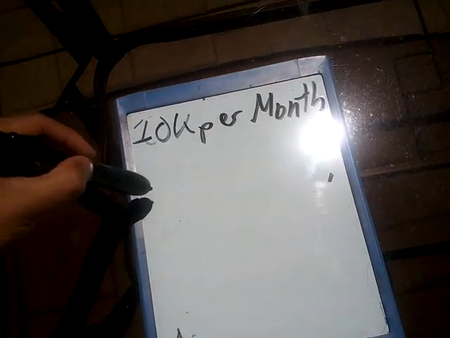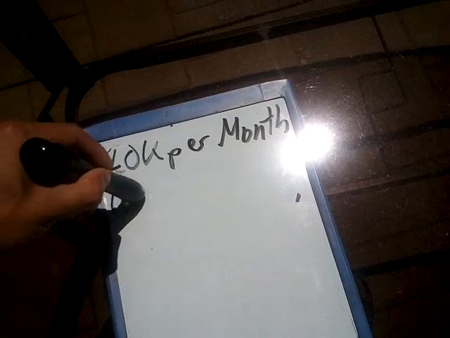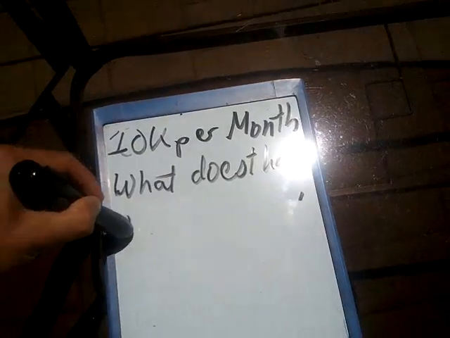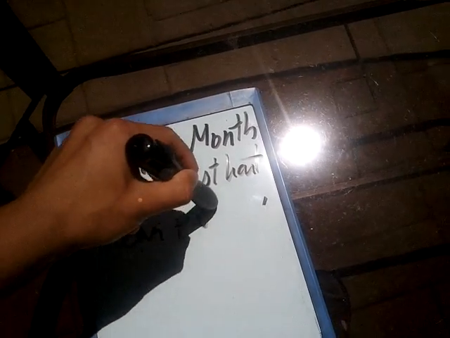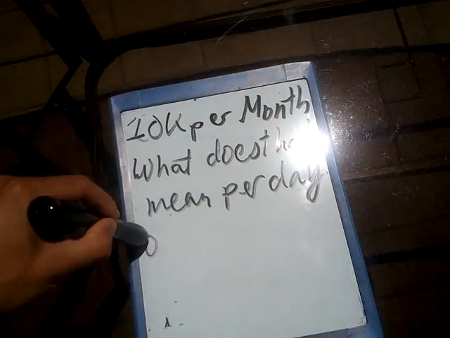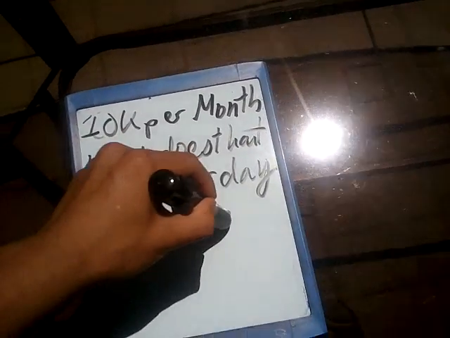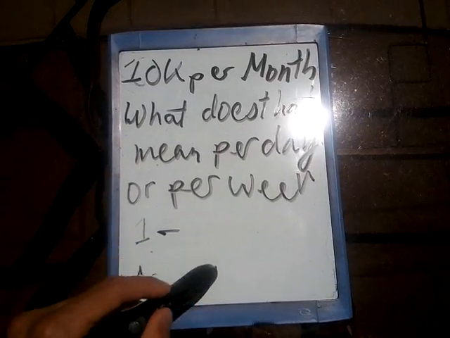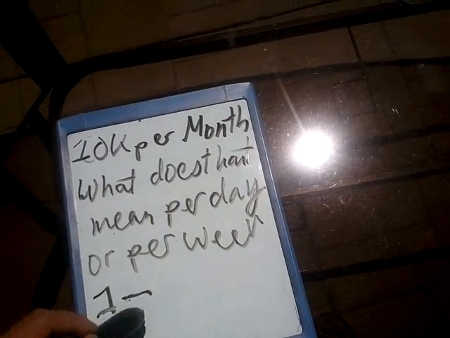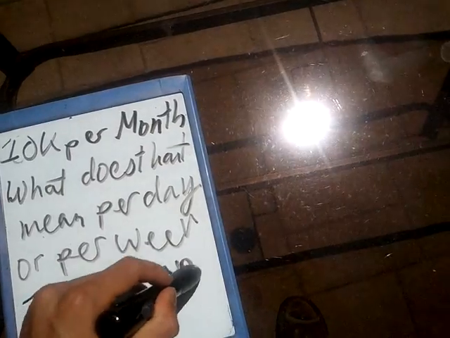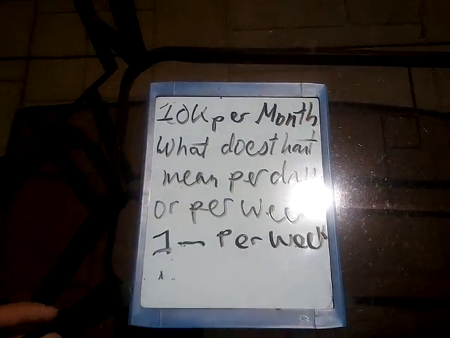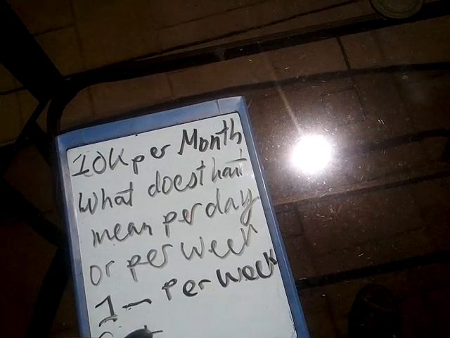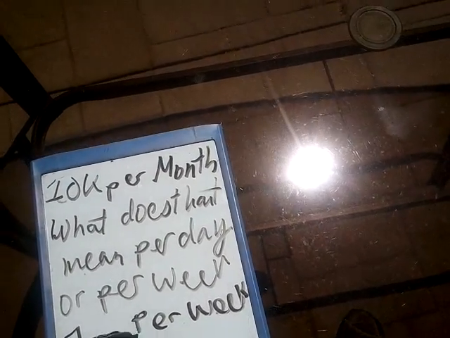Let's say you want to make 10K per month. Well, ask yourself, what does that mean per day or per week? Then, at the end of 1 week, you'll know, hey, did I make that amount of money that I needed per week? Am I on the right track? And you want to have your goals have a date at the end, so you can evaluate them.